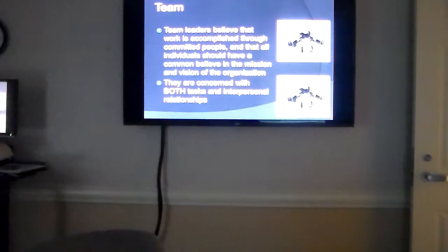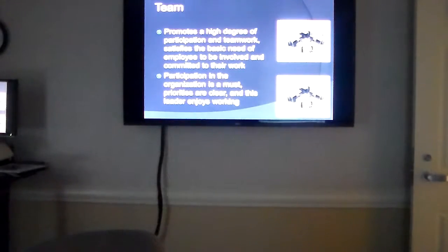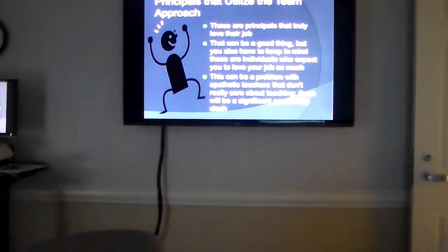Team leaders believe that everything should be on a teaming-based structure. Everybody should work together. They should understand the mission and vision of the district and of the building. They care about tasks and interpersonal relationships, but they care about working together to accomplish those tasks. Most leaders that operate under this facet involve a high degree of participation in teamwork. People that get along with each other and that like working in teams love these types of leaders. They have to enjoy working. The leader enjoys working, but the team is everything.